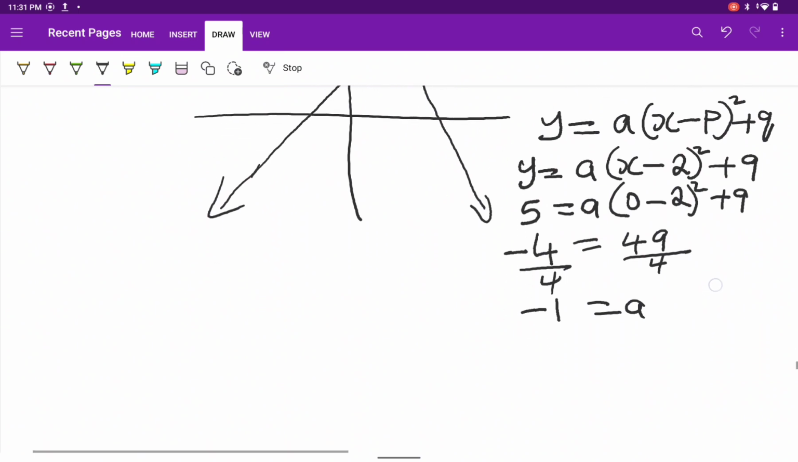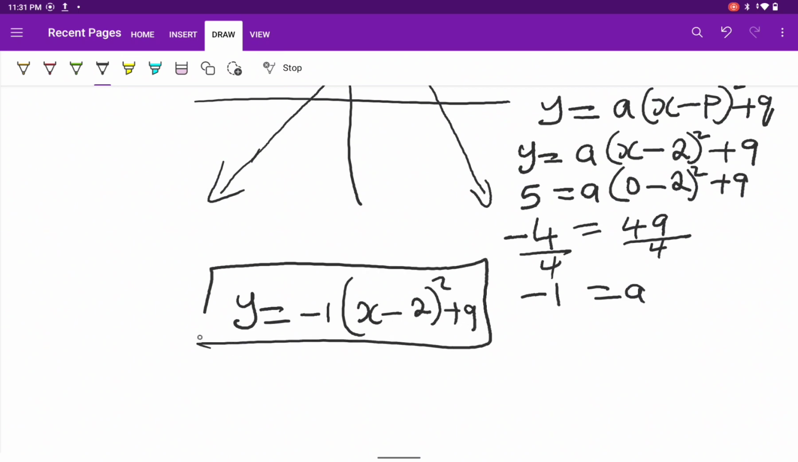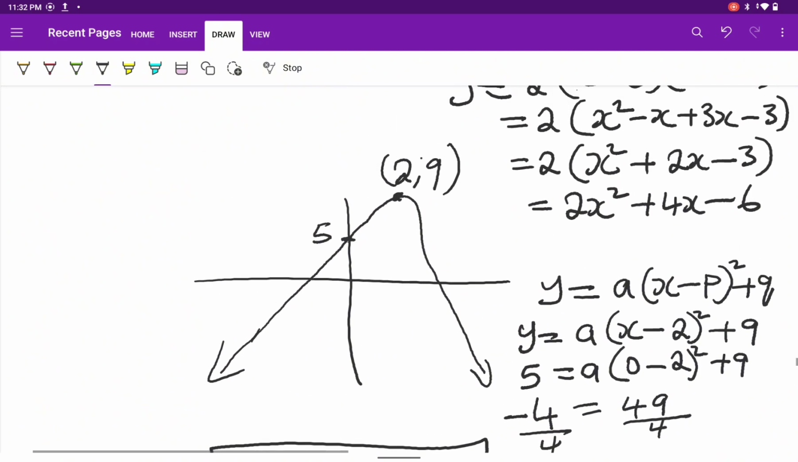Now we substitute the A there, and we have our equation as y equals negative 1 into x minus 2 all squared plus 9. So this is our equation, and this is how we find it. So we are able to calculate the equation given these conditions.